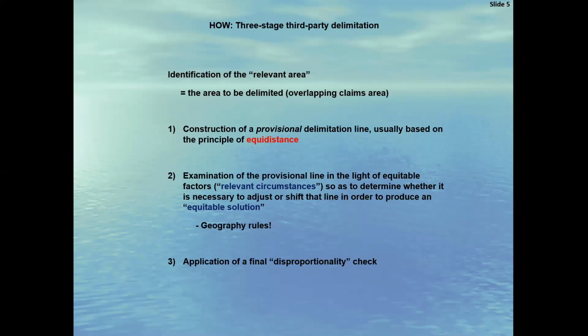Now, finally, and at a third stage, the court will verify that the unadjusted or adjusted provisional line does not, as it stands, lead to an inequitable result by reason of any marked disproportion between the ratio of the respective coastal length and the ratio between relevant maritime areas of each state by reference to the delimitation line. This is called the disproportionality test, and its application actually could result in an offshore island being given only half effect or no effect at all in the delimitation.